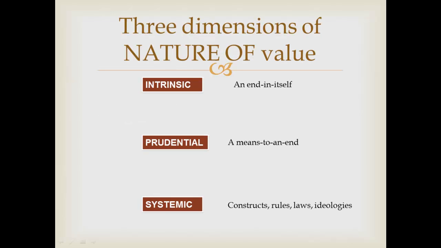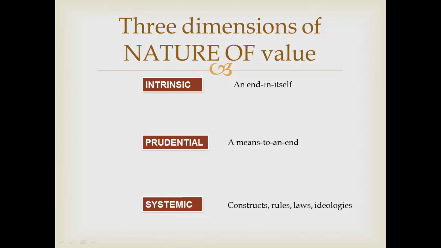Now that you've done the exercise, let me share with you a framework that comes from the field of formal axiology, which I found incredibly helpful in thinking about value. There are three dimensions of the nature of value. There are those values that we call intrinsic. These are ends in themselves. Then there are prudential values, things that are good for us. They are means to an end.